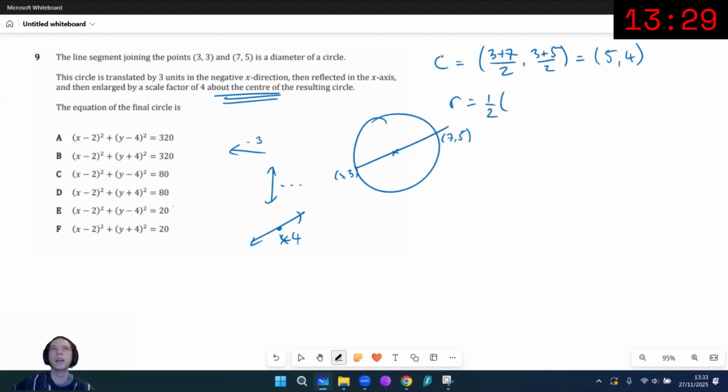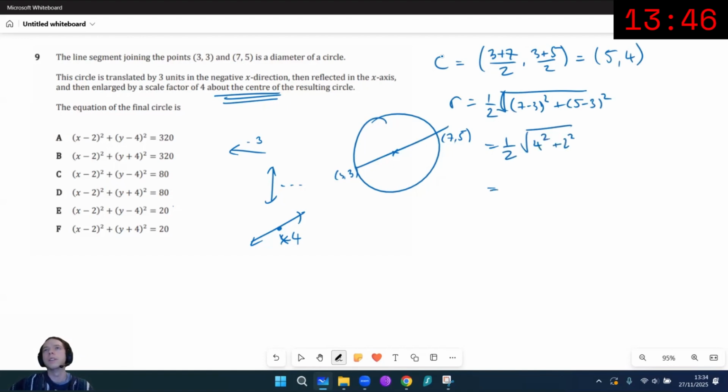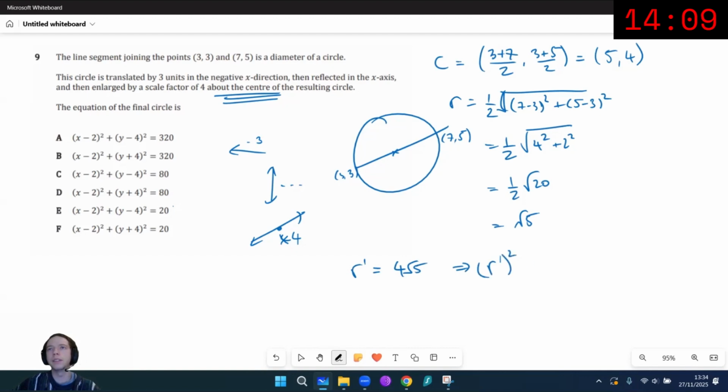So I could just go half the square root of (7 minus 3) squared plus (5 minus 3) squared. That's 4 squared plus 2 squared. 4 squared is 16, 2 squared is 4, so a half root 20. We can take a factor of 4 out, cancel the 2, so it's just root 5. Cool. So obviously the new radius will be 4 times root 5. And so the square of that, which is going to be the right-hand side of the equation, is 16 times 5, which is 80. So already it's either C or D.